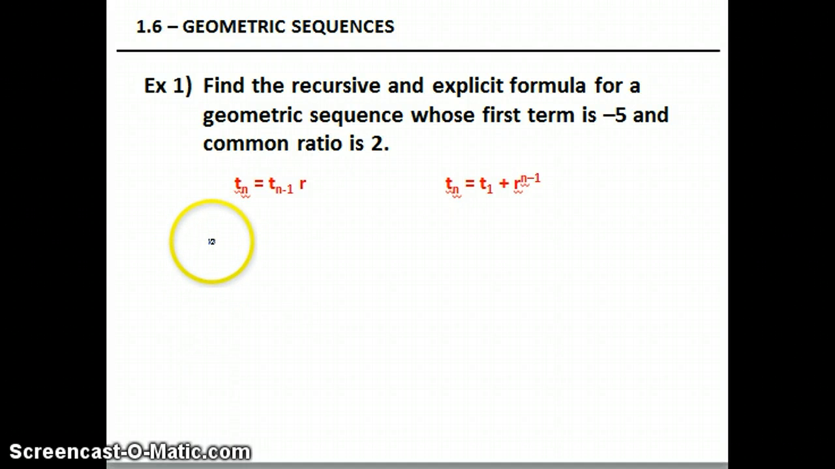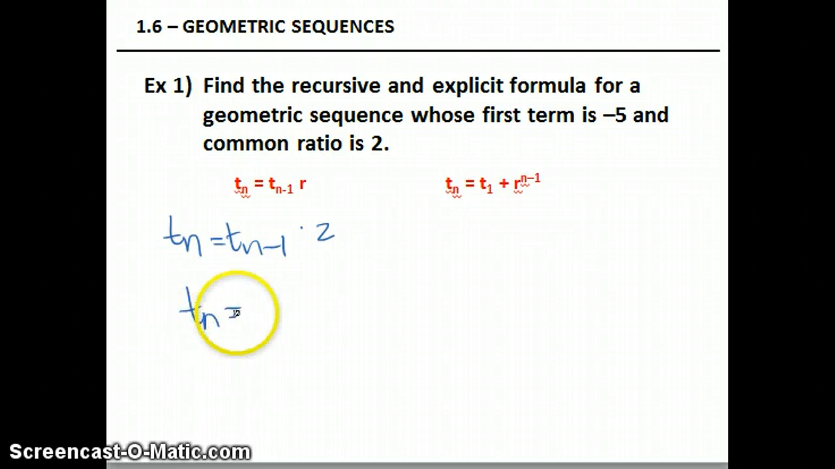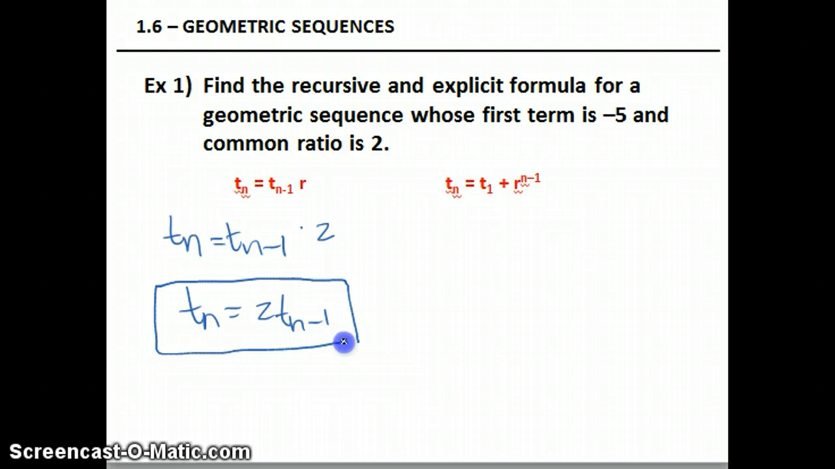Let's find the recursive and explicit formula for a geometric sequence whose first term is -5 and whose common ratio is 2. Well, here we are not looking for anything specific, so this is going to be a general formula. So we have T sub n equals T sub n minus 1 times r. What's our common ratio r? It is 2. We can also write it like this. It looks a little bit cleaner this way, but either one of these is correct as long as you make sure you have that little multiplying sign there.